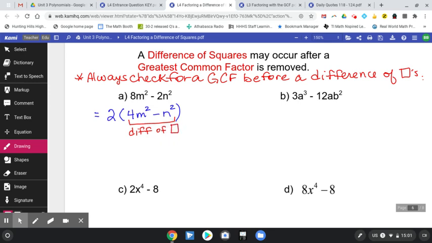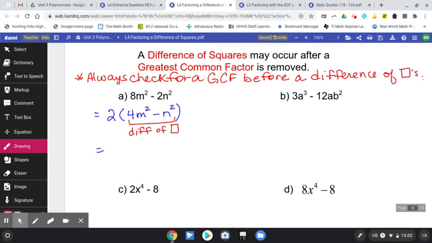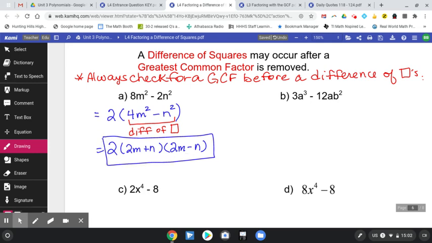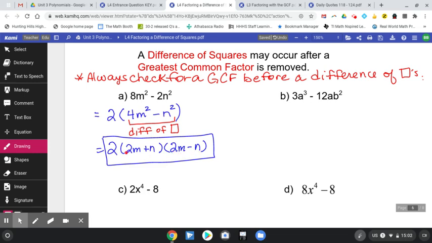And so I'm not done factoring until I have factored everything possible. So the 2 is still one of the factors. I can't just let it disappear. And that difference of squares, I can break it down to be 2m plus n, 2m minus n, and then I am completely done. So we really want to get in the habit of always looking at the brackets, always looking at those binomials to see, can they be factored further?